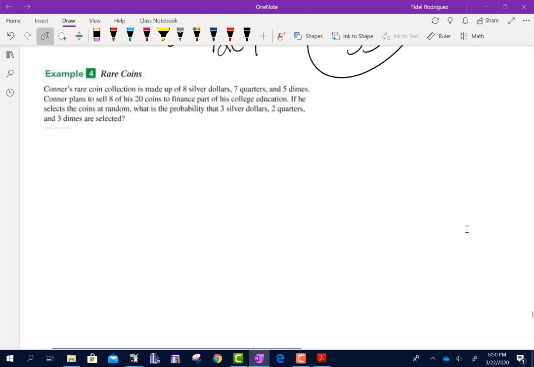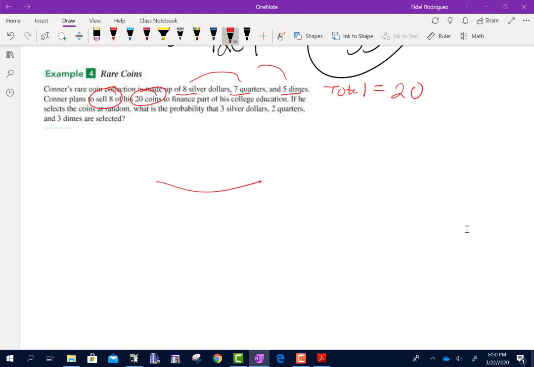All right, let's go on to the 4th problem here. It says Connor's rare collection is made up of 8 silver dollars, 7 quarters, 5 dimes. Connor plans to sell 8 of his 20 coins to finance part of his college education. If he selects the coins at random, what's the probability that three silver dollars, two quarters, and three dimes are selected? Okay, let's do the first part. Let's find our total. Total number of coins, 8 and 7 is 15, and another 5 is 20, right? And it actually already told me that right there. And he's going to sell 8 of them.